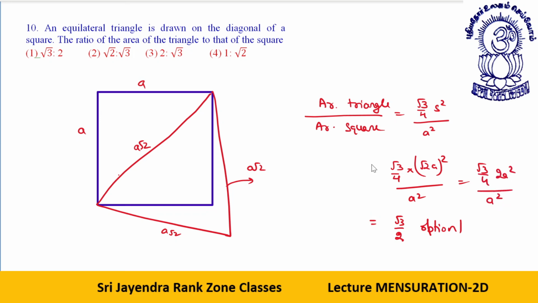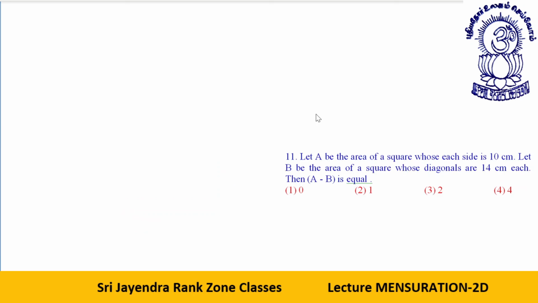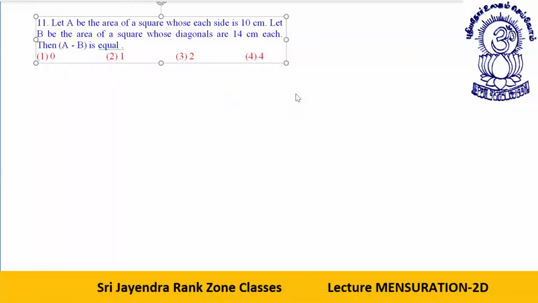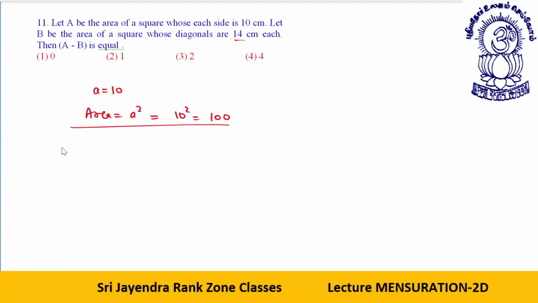Okay, let's take the next one. Let A be the area of a square whose side is 10 centimeter. Okay, small a is equal to 10. Therefore, area will be directly what? A square. Okay, this will be 10 square or 100. Let B be the area of a square whose diagonal is 14 centimeter. Fine. This is one square, side 10. This is another square whose diagonal is 14. Therefore, area will be what?